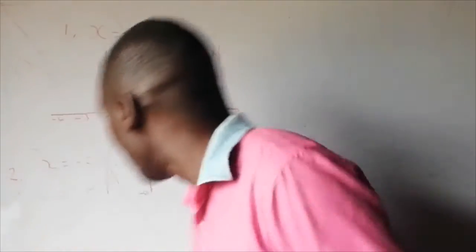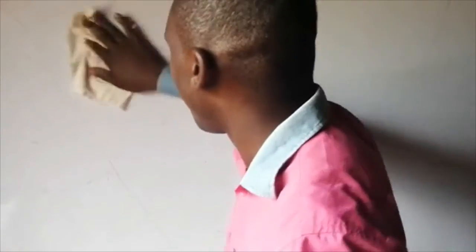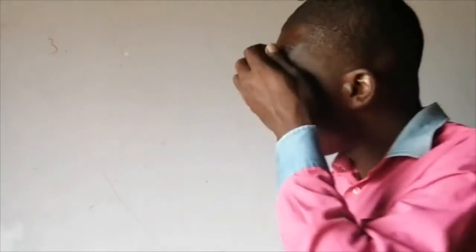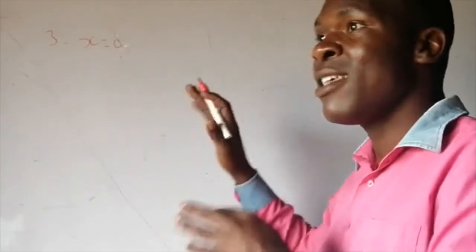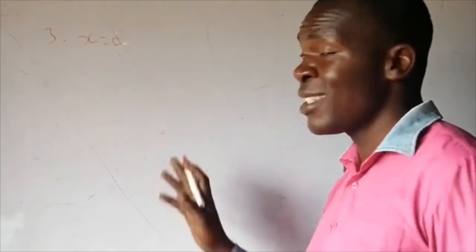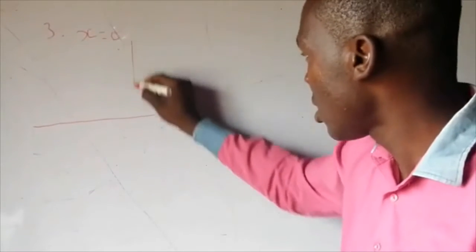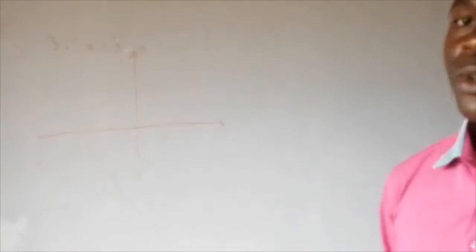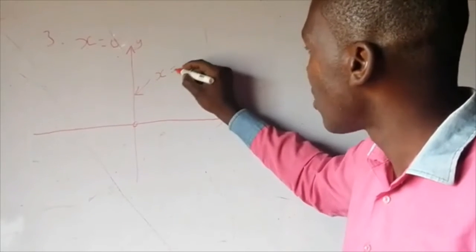Now, number 3, just like what we did in terms of y, let us do the line x is equal to 0. Again, this is a vertical line which intersects with the x-axis at 0. And if you do this correctly, you see that the line x is equal to 0 is the y-axis. This is the line x is equal to 0.